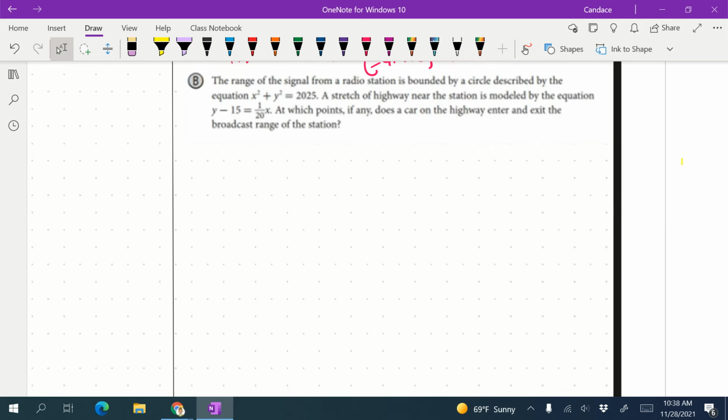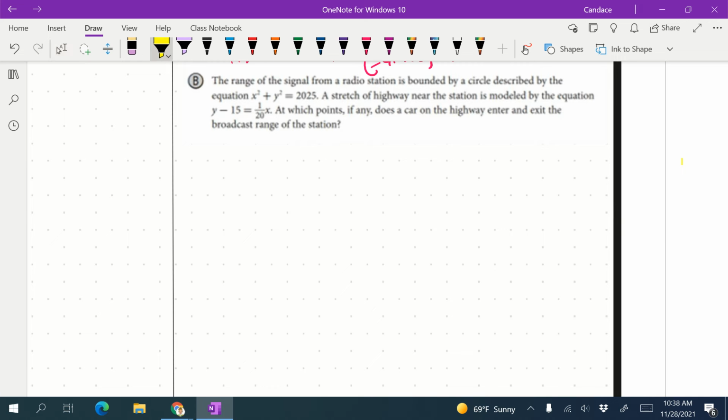In this video, we're going to work on topic 5.3. We're on Explain 3, Example 3b. So we're looking at this word problem where the range of the signal from a radio station is bounded by a circle described in the equation x squared plus y squared equals 2025. A stretch of highway near the station is modeled by the equation y minus 15 equals 1/20th x. At which points, if any, does a car on the highway enter and exit the broadcast range of the station?